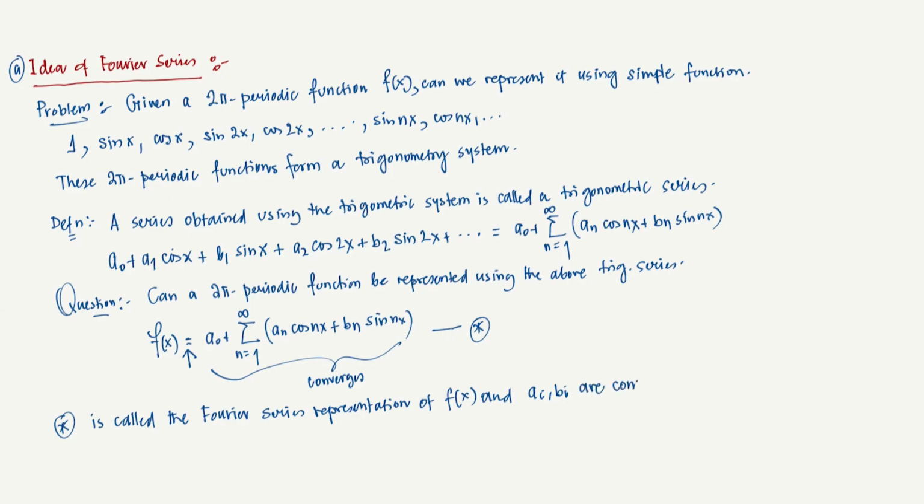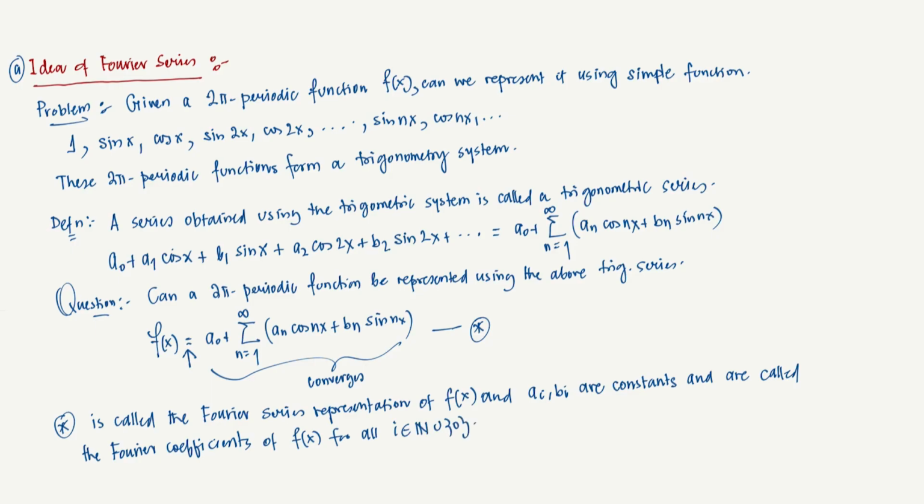constants. We will call them the Fourier coefficients of f of x. These constants are called the Fourier coefficients of f of x, for all i in N union 0. I hope this is clear.